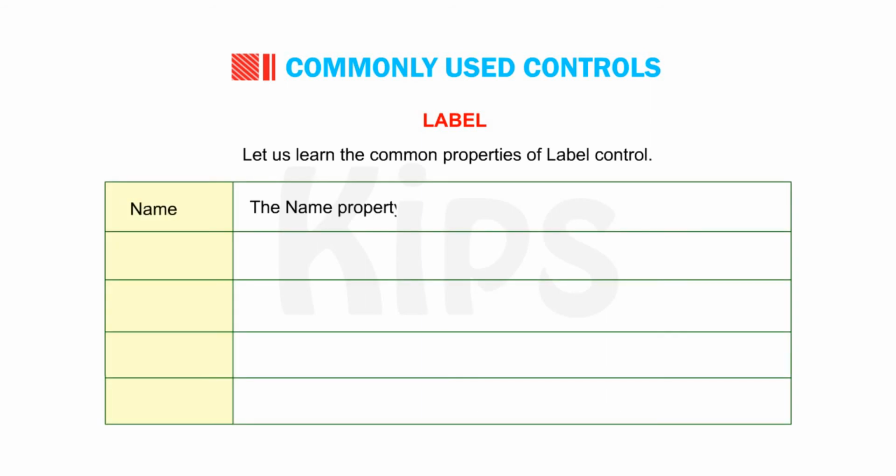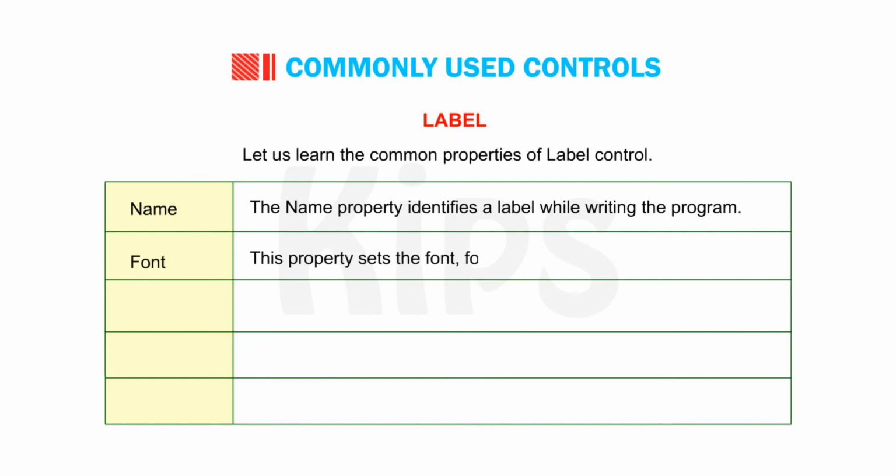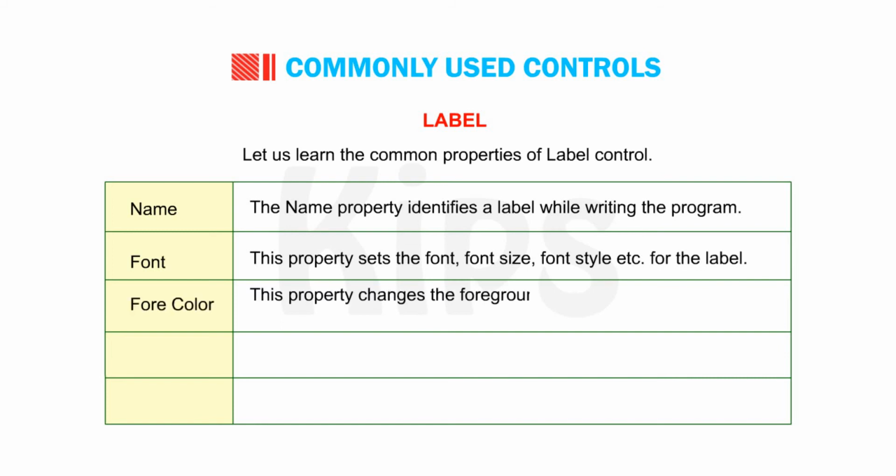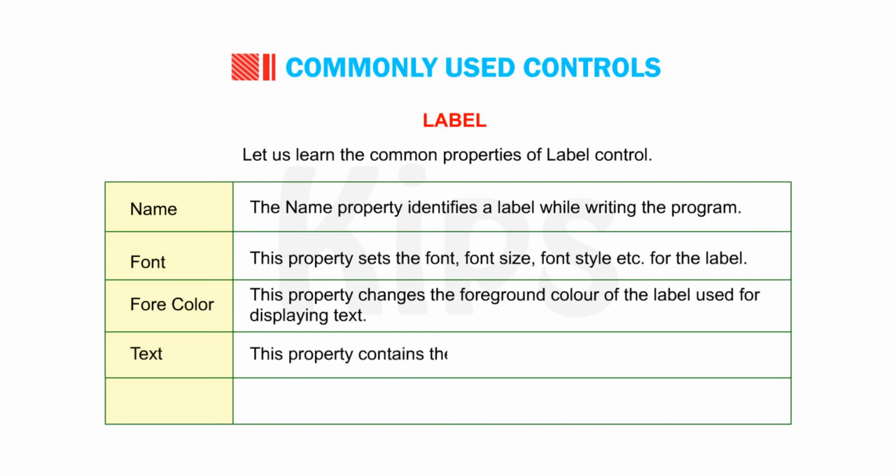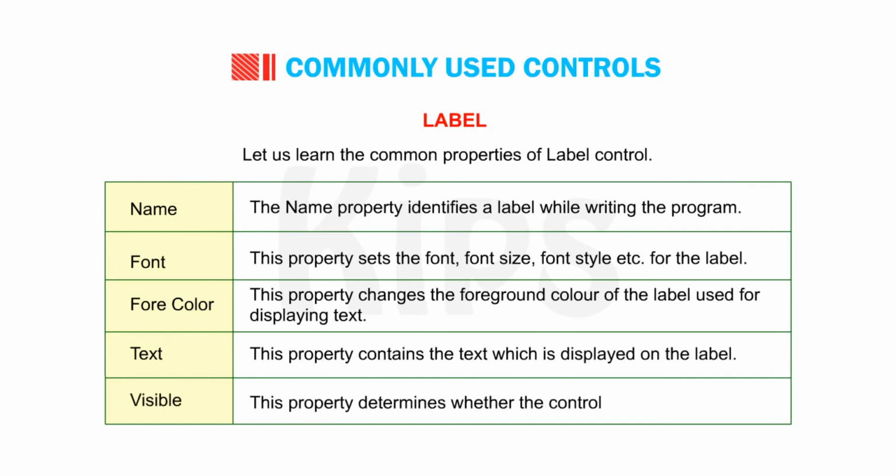The name property identifies a label while writing the program. Font property sets the font size, font style, etc. for the label. Forecolor property changes the foreground color of the label used for displaying text. Text property contains the text which is displayed on the label. Visible property determines whether the control is visible or hidden.